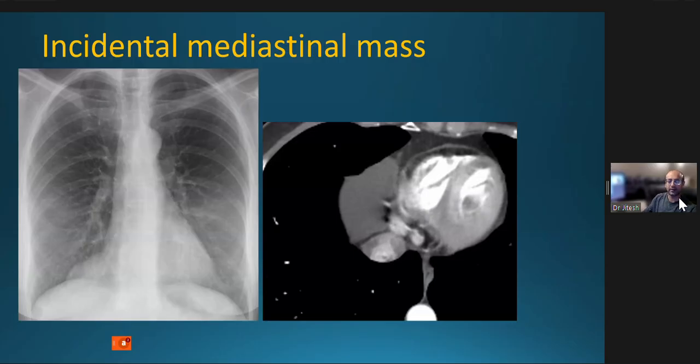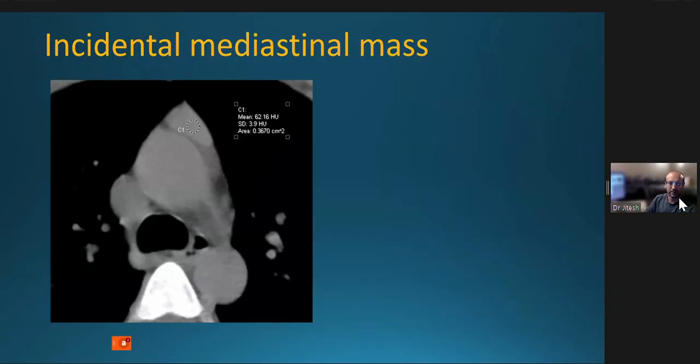Now this is a typical example of a pericardial cyst. Again, this was an incidental mediastinal mass. We can see there is an opacity at the cardiophrenic angle, and on CT we can see a fluid attenuating lesion in the right cardiophrenic space or pericardial space. So this is a very typical example of a pericardial cyst. Again, we do not need any further imaging on this patient to characterize these lesions. So this is a pericardial cyst.